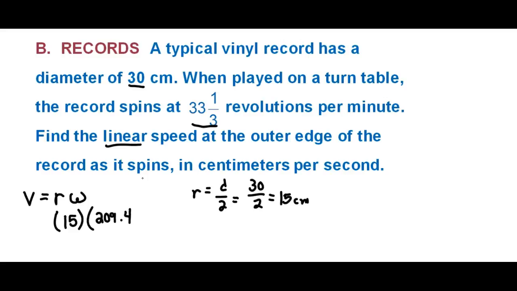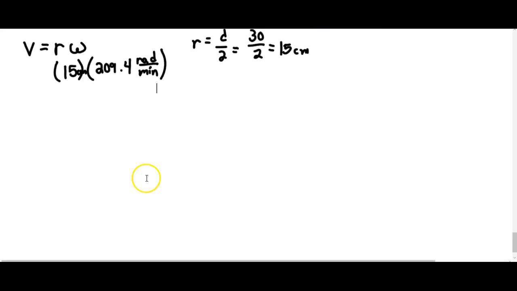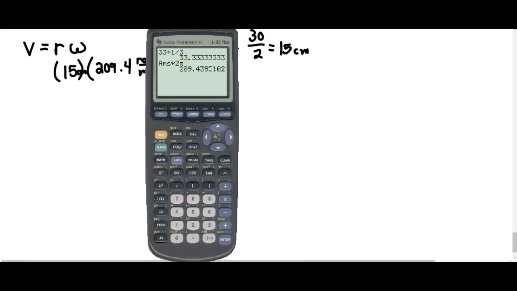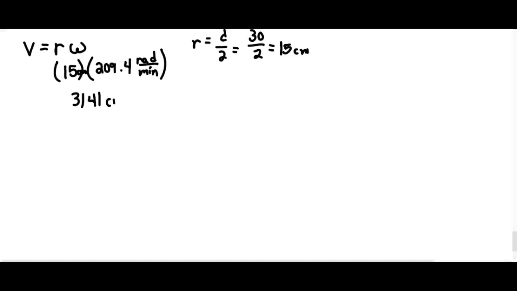And notice we've got centimeters. I should have written that in there. And for our angular speed, we've got radians per minute. So this is essentially going to give us centimeters per minute when we take 15 times 209.4. We get 3141 centimeters per minute, but we want centimeters per second.